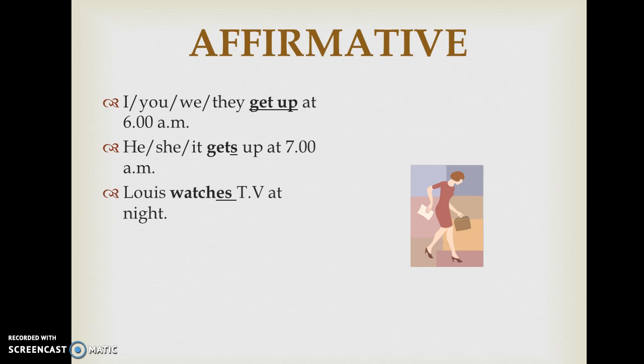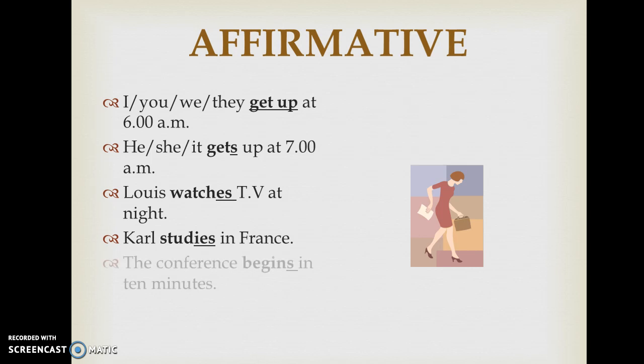But in this example it's different. Louis watches TV at night. Why do we add es? Because there are verbs which finish in ch, sh, s, or x, and to these verbs we add es, as well as the verbs like do and go. Carl studies in France. You know, the verb study finishes in y, preceded by a consonant. In this case, we change the y to i and add es.